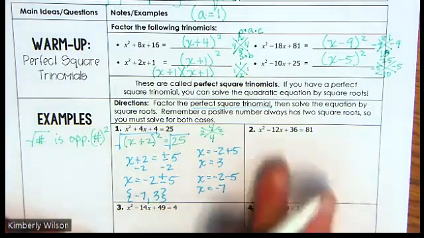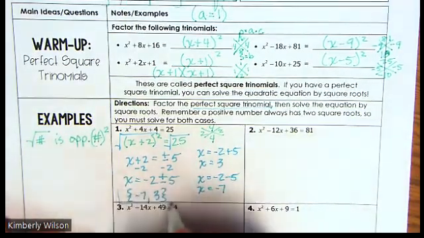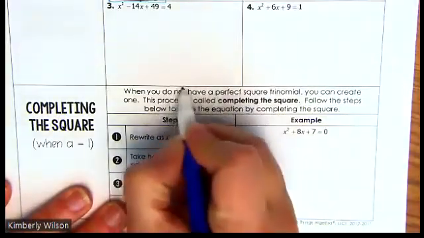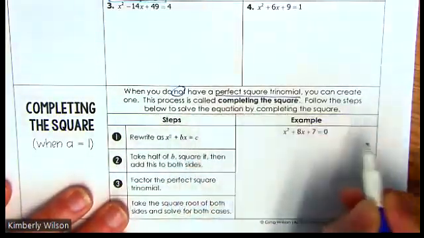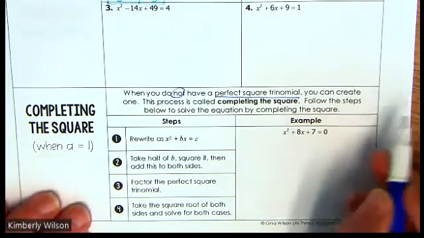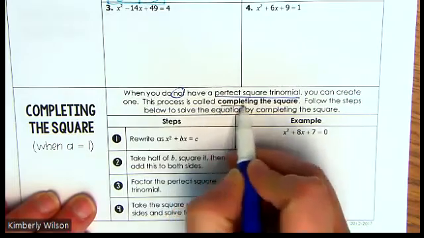Okay, all of these are similar to that. So this is my answer right here. I found my solutions. This is by just finding the square root when it's a perfect square trinomial. Now we're throwing in where we're going to actually create that perfect square trinomial. So here's where we throw the curveball in. Okay, when you do not have a perfect square trinomial, you can create one. This process is called completing the square.